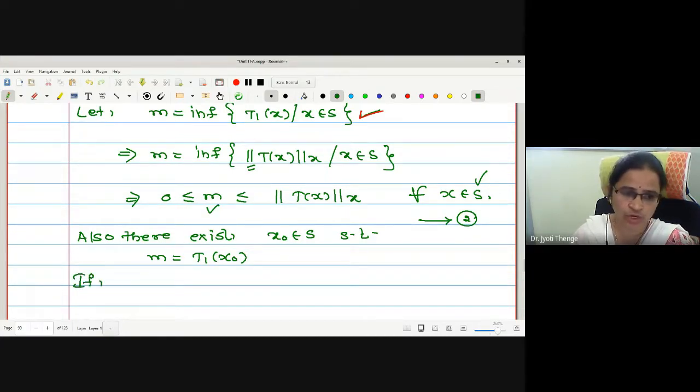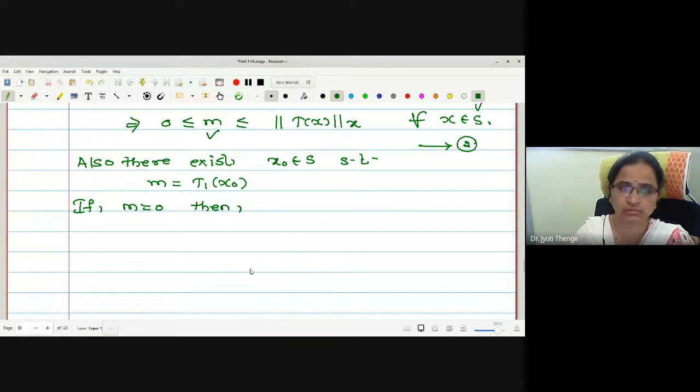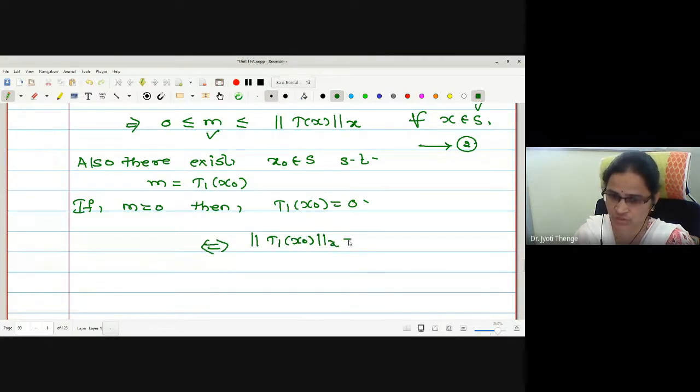Therefore, here I am going to write if m equals 0, then what happens? Here I substitute m as 0. So T1 of x naught is 0, na? If T1 of x naught is 0, here its norm is 0. Norm x of T of x naught is 0. Right, the zero vector, therefore its norm is 0.